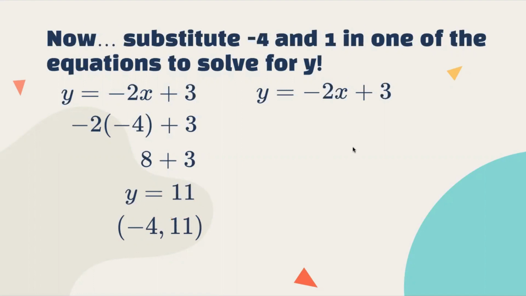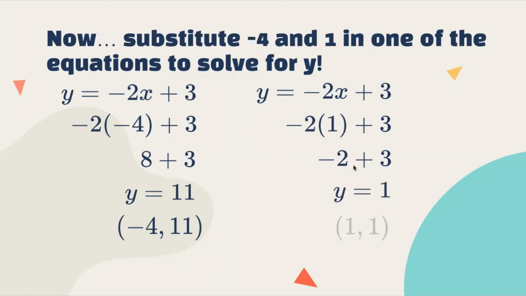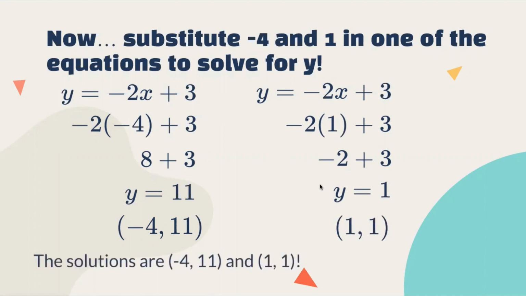You can do the same for +1. Go ahead and plug +1 into -2x plus 3. -2 times 1 would just be -2 plus 3. And then -2 plus 3 simplifies to 1. So your y value would equal 1. And your final ordered pair would be (1, 1). So your final two solutions are going to be (-4, 11) and (1, 1).